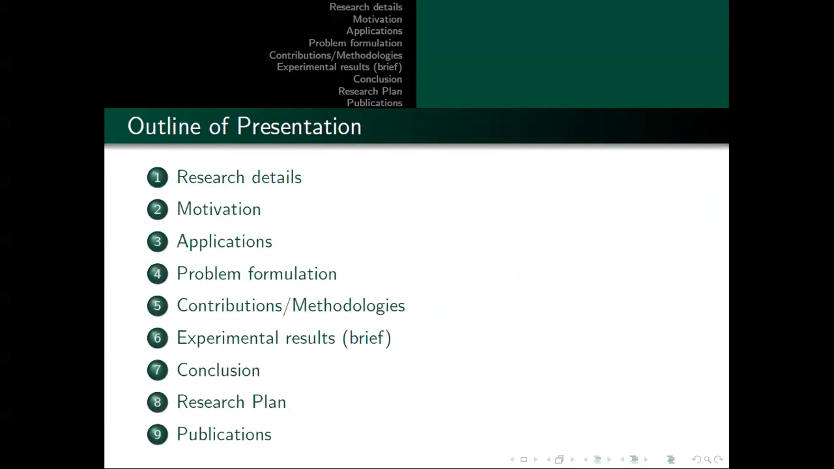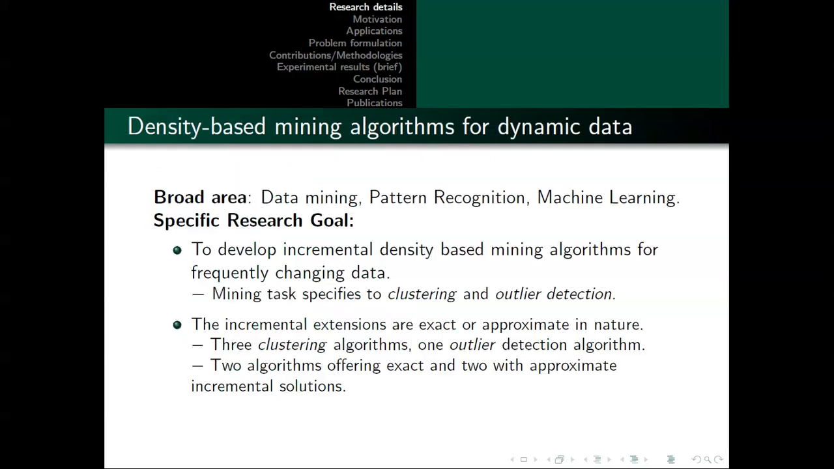So here is the outline of my presentation. So I'll be starting with the research details, the goal of my research. This is followed by the motivation, what drives this research primarily, and this is followed by the applications and scope, so where the work can be used. And then we come to the working methodology of the research, the contributions preceded by the problem formulation course, and this is followed by the experimental results in brief. Finally, we conclude our work, and this is followed by the future research plans and publications.